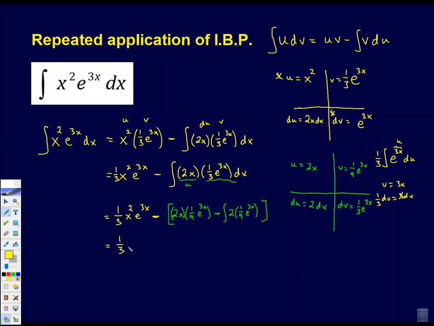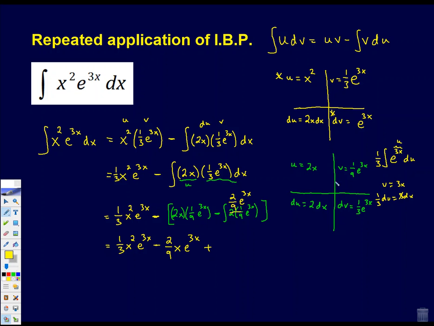This is going to be 1/3 x squared e to the 3x. Now I'm going to distribute my minus sign. So minus, and I'm going to combine the constants here to be 2/9, and then I'd have x e to the 3x. Don't forget to distribute the minus sign over here. Now we're going to have a plus, and now I'm going to think of this as 2/9 e to the 3x. That integral doesn't require integration by parts.